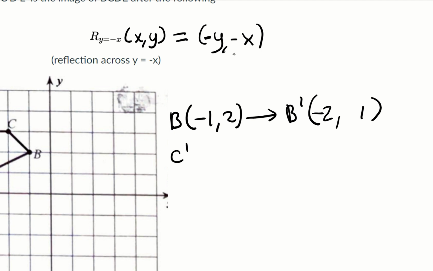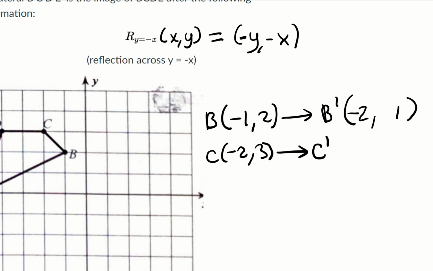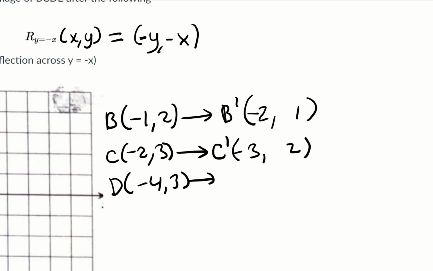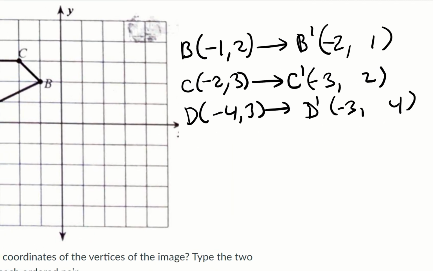All right, so then C is negative 2, positive 3. And if you transform that, you're going to have 3, negative 2, then switch the signs. So negative 3, positive 2. We have D here, which is negative 4, positive 3. So switch the numbers, change the signs. So that here it's going to be positive 4, negative 3.